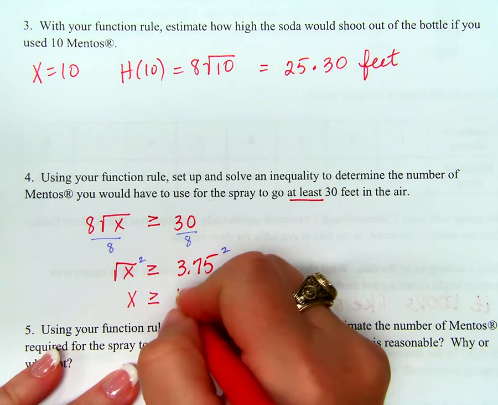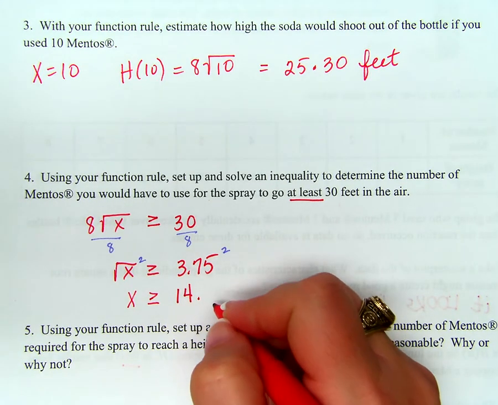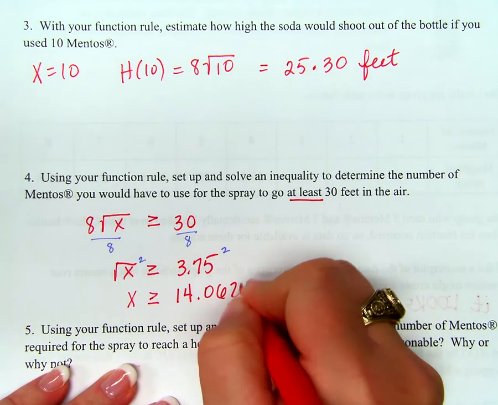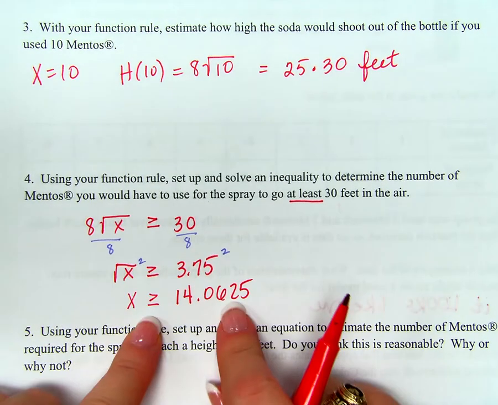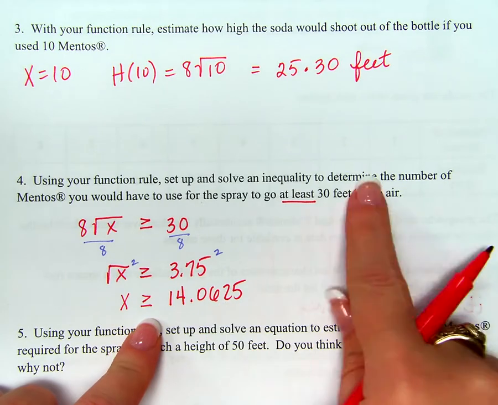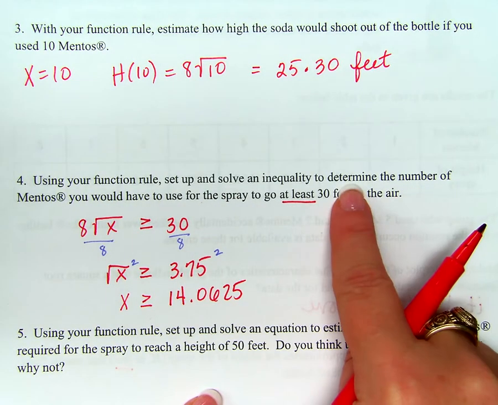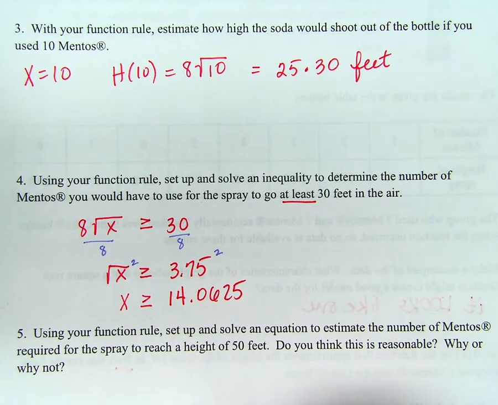We're just going to go all the way here. 14 point... What'd you say? Yep. 0.625. So I have solved the inequality, haven't I? So let's make sure we're answering the question correctly. Use a function rule, set up and solve an inequality to determine the number of Mentos you would have to use for the spray to go at least 30 feet in the air. How many Mentos would we have to use for the spray to go at least 30 feet in the air?